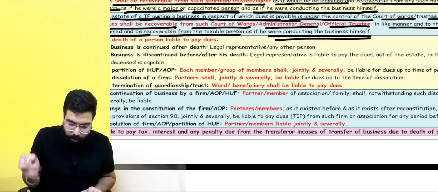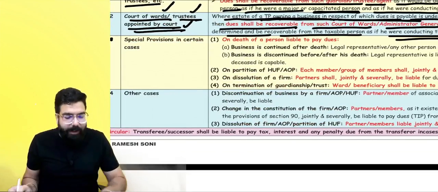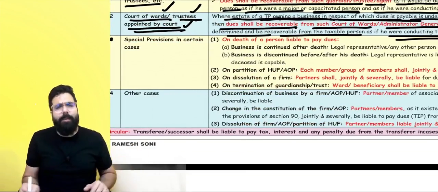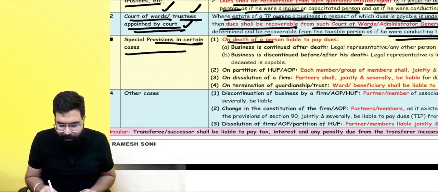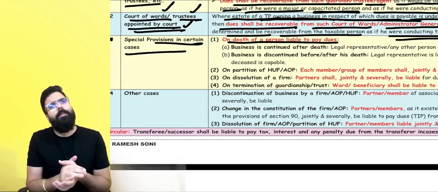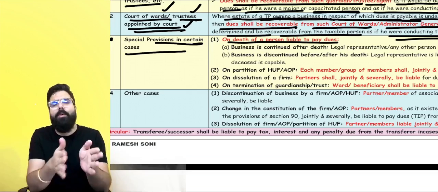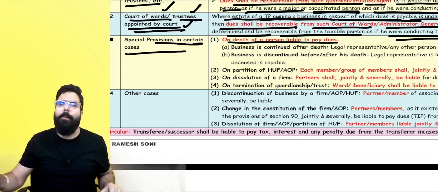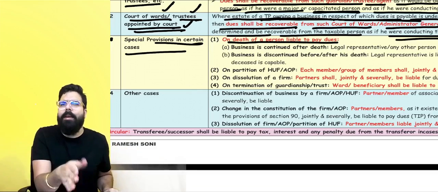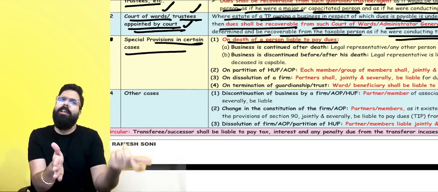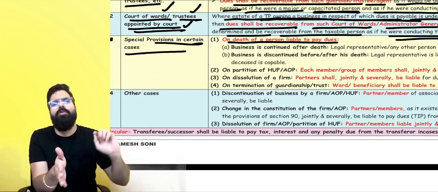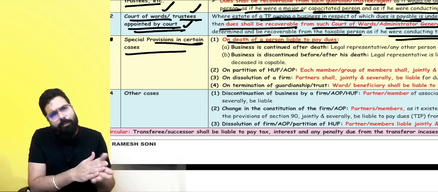Section number 93 talks about special provision in certain cases. Supposing one person dies, then who shall be liable to pay the tax, interest, dues of his business? They are saying, simple. If a person dies and the business is carried forward by the legal representative, the legal representative will pay the tax, interest, dues and penalties which are due of the business.